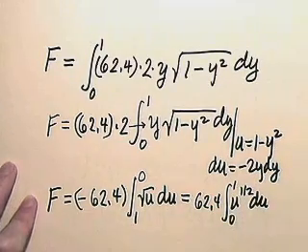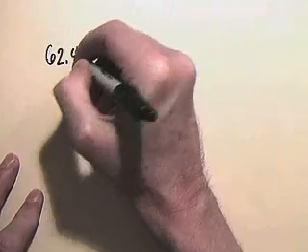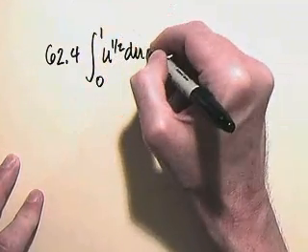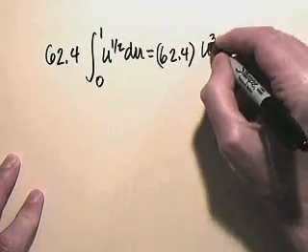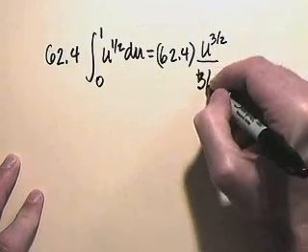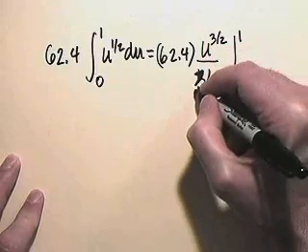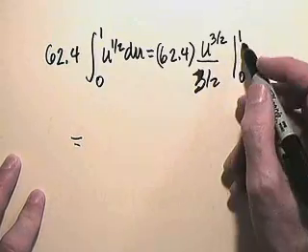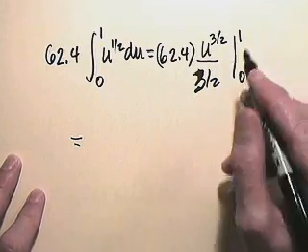Well, that one's pretty easy to do. Antiderivative of u to the 1/2 is u to the 3/2. So we have 62.4 definite integral from 0 to 1, u to the 1/2 du equals 62.4 times u to the 3/2 divided by 3/2 to be evaluated from 0 to 1. That's a 3 there. Well, in any case, that's easy to do because u to the 3/2 evaluated at 1 is simply 1, and evaluating at 0 gives 0.